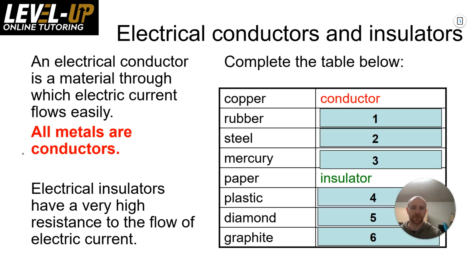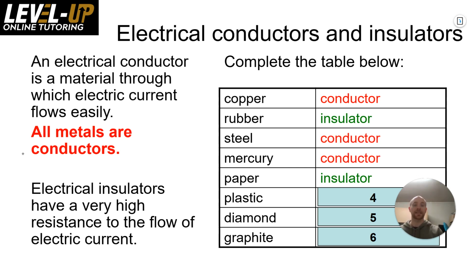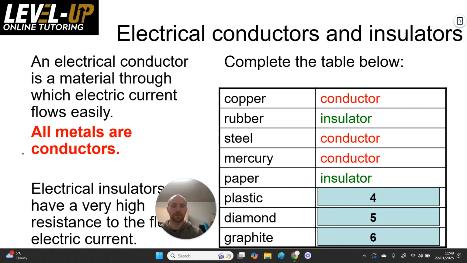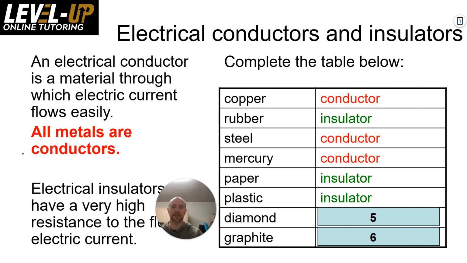So I think fairly straightforwardly, what would you expect to be a conductor? What would you expect not to be a conductor? Copper obviously is a conductor. It's a very good conductor of metal. Rubber, not. Steel is a metal, so yes. Mercury is a metal, even though it's a liquid. Paper, an insulator. Plastic, an insulator. Diamond, an insulator. Both forms of carbon, you'll know from your chemistry. Carbon as diamond and graphite, both forms of carbon, but graphite, interestingly, is a conductor, even though they're both non-metals, they're both carbon.